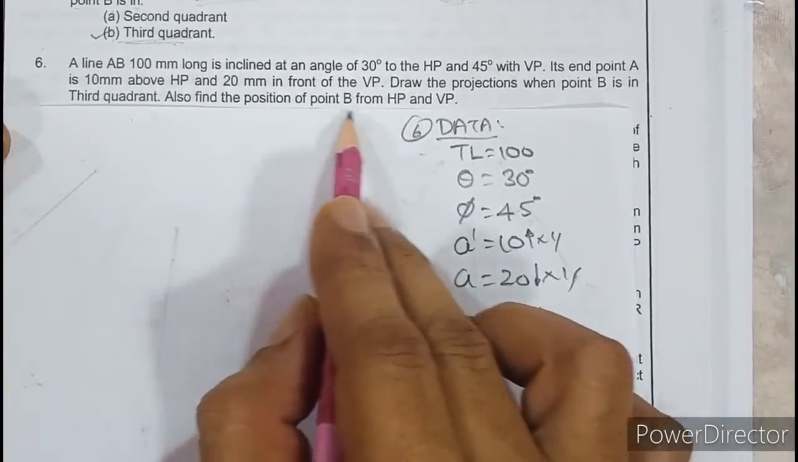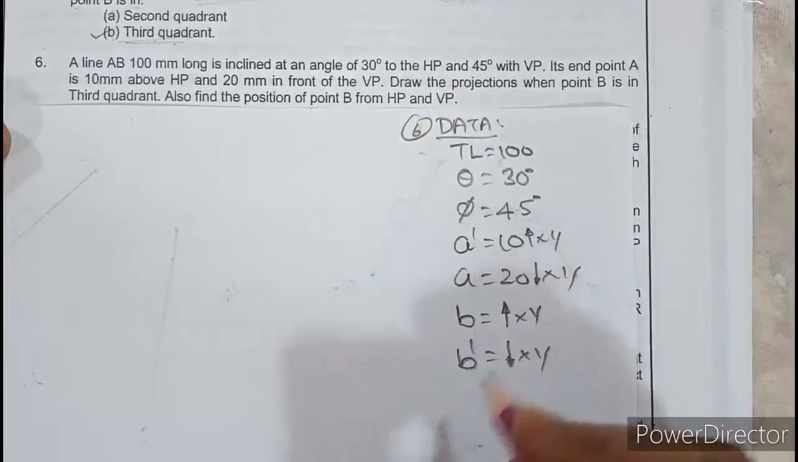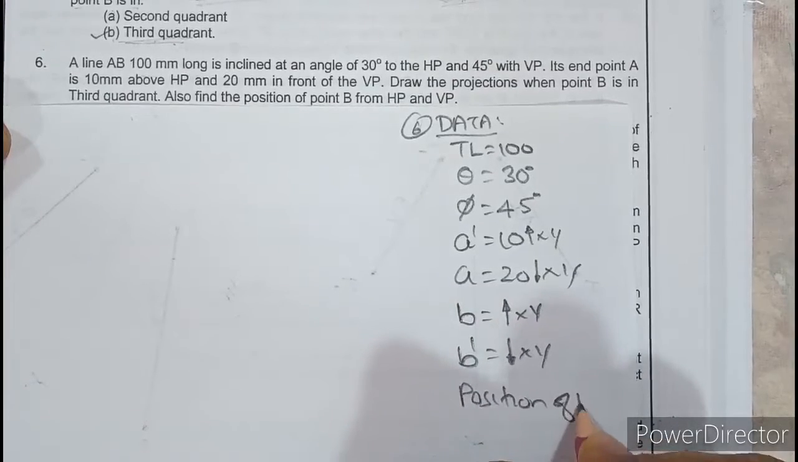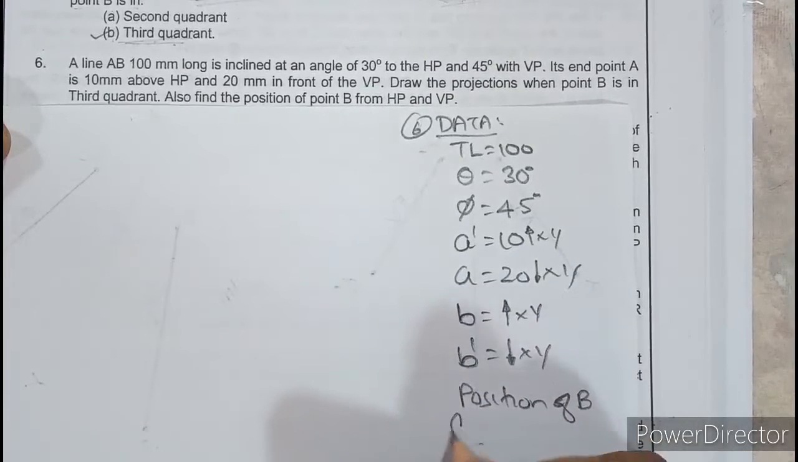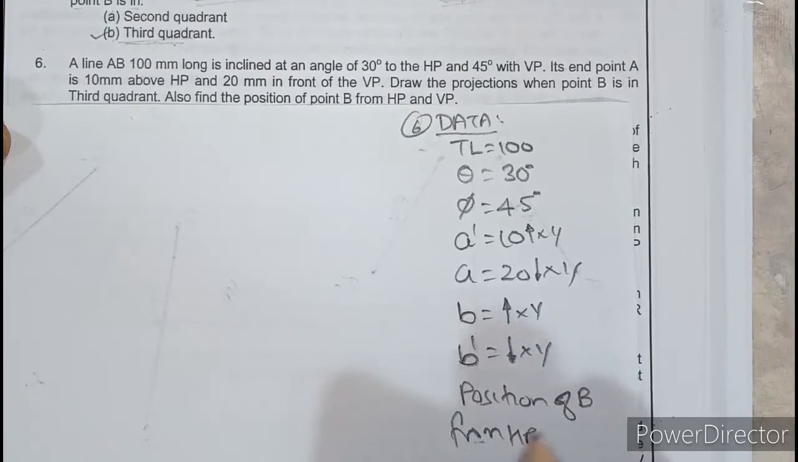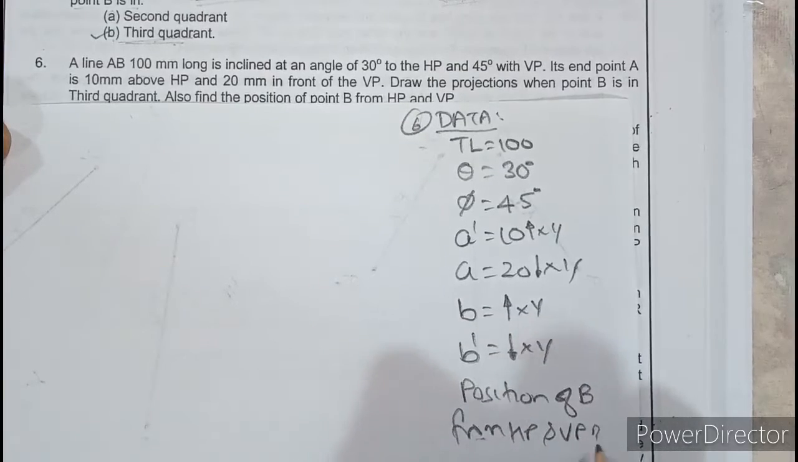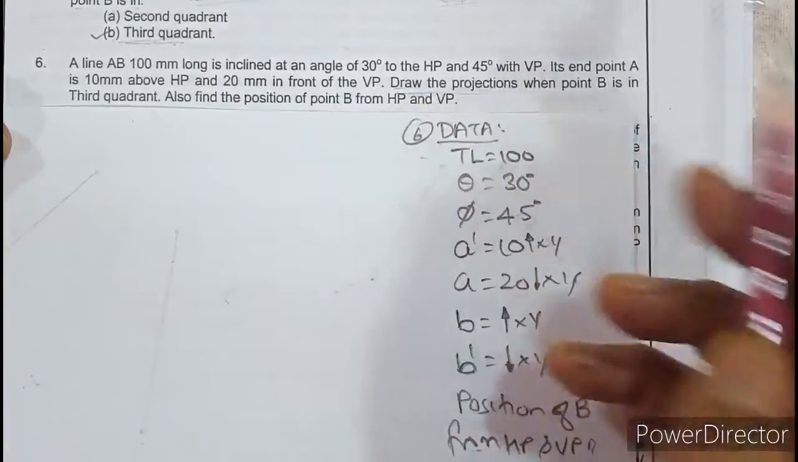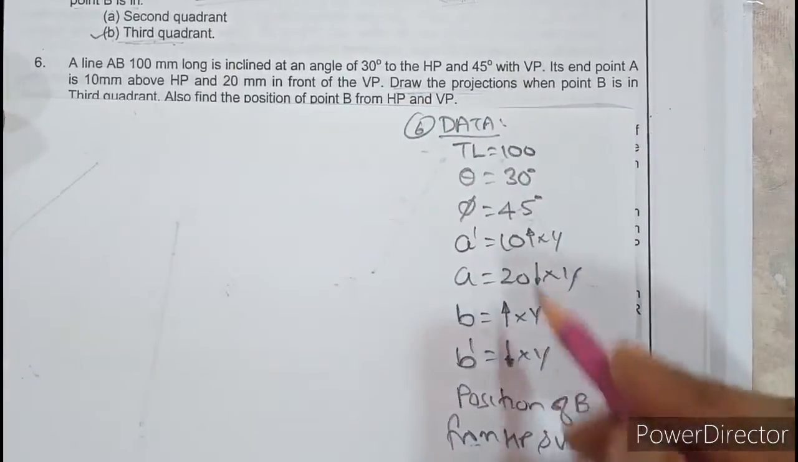Also find the position of point B from HP and VP. So a new thing is being asked: the position of B from HP and VP. This is what they have to find. Also they have said draw projections, so you have to draw the front view and top view of the line. So this is the data that is given.